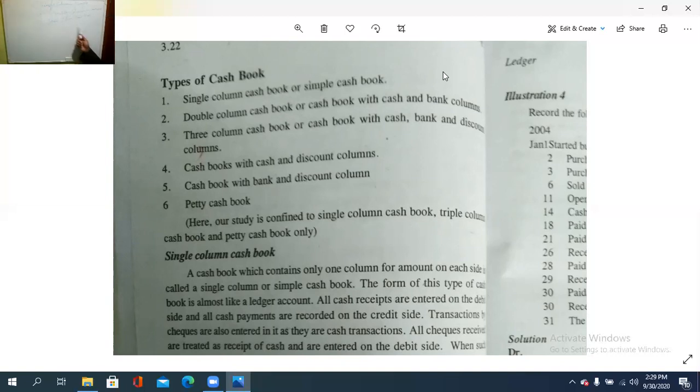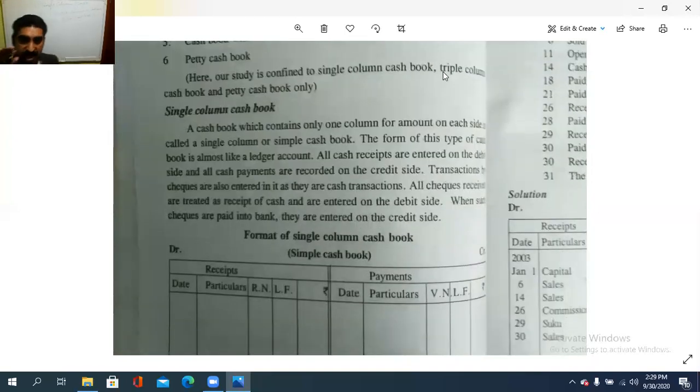Third is three column cash book, or cash book with three columns, that is for cash, bank and a discount column. Then cash book with the cash and discount column, cash book with the bank and discount column, and petty cash book. So we will start with a single column cash book. From the name itself, a cash book which contains only one column for the amount on each side is called single column or simple cash book.